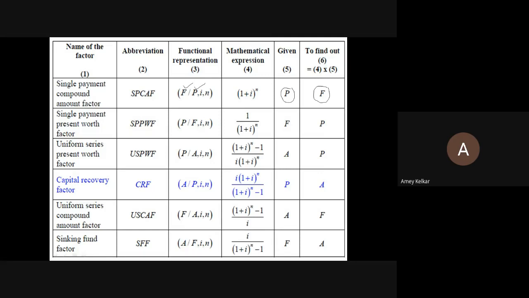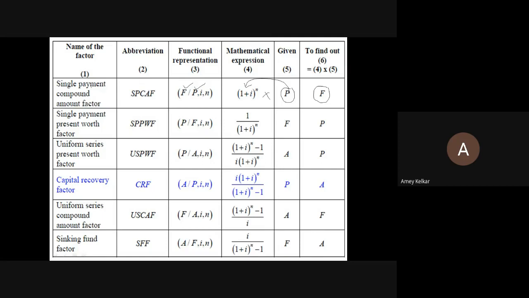How do we read this? F/P means we need to find the future amount when the present amount is given to you. How do we calculate it? We calculate it using this mathematical relation, (1 + i)^n, and multiply it by what is known to you. So P, which is the present amount, will be multiplied by this and we'll get the future amount. This is how we read it.